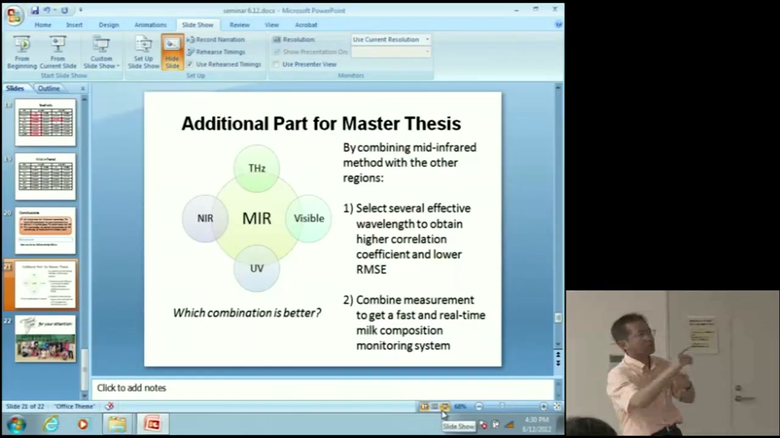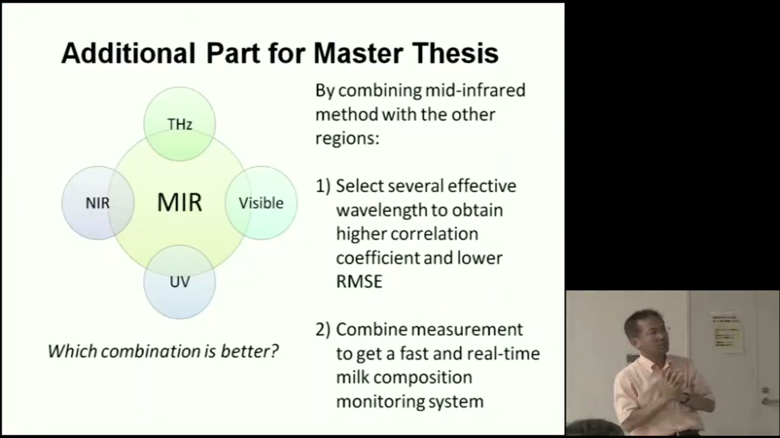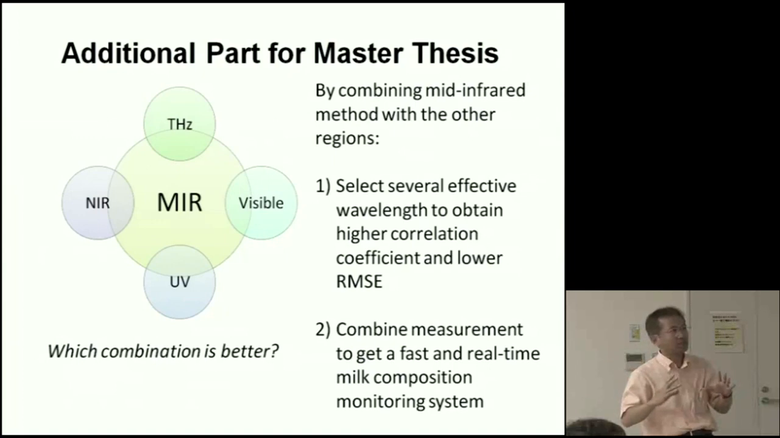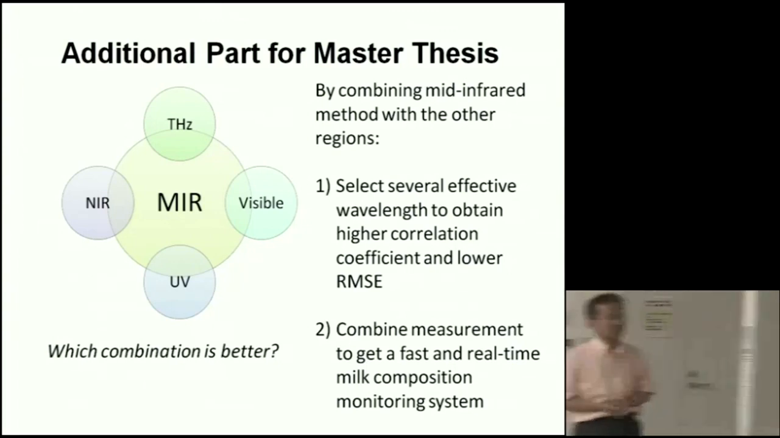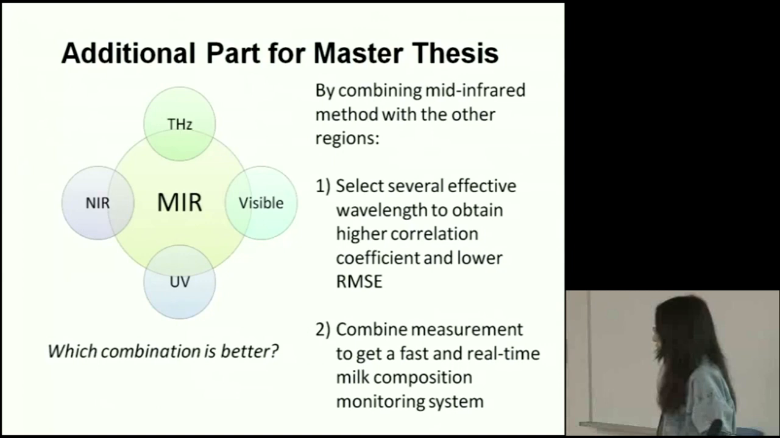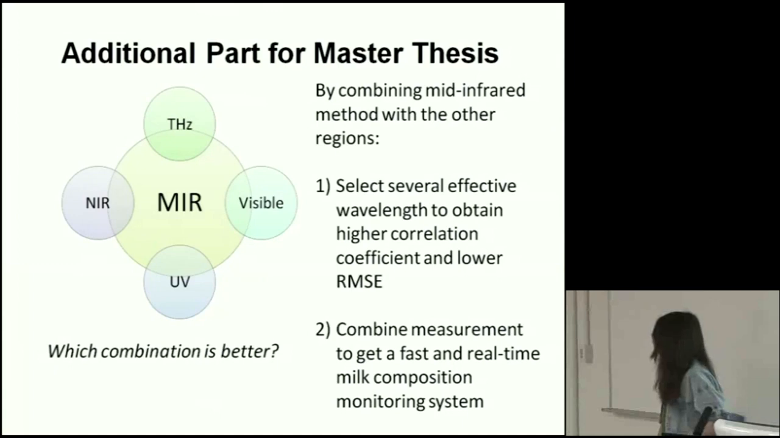Any other points or suggestions? Show us the final slide again. Conclusion? Final slide. This one. Basically, mid-infrared is recommendable. Yes, then plus terahertz plus visible or UV. So you suggest some combination will be more effective. Yes, because different regions can obtain different kinds of information, so maybe combining several kinds of information will improve the result. Maybe.